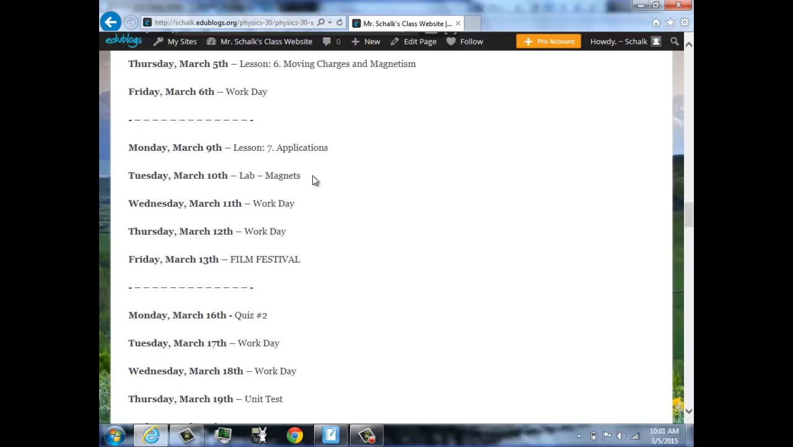Tuesday, I'm going to try to do a demo lab with lots of magnet stuff. We're going to actually try to test all of this. So I'm going to grab some wires, some compasses, some magnets, and we're just going to test and make sure that all these rules actually work. Hopefully they do. We'll do a couple of work days because you need some time to process this.